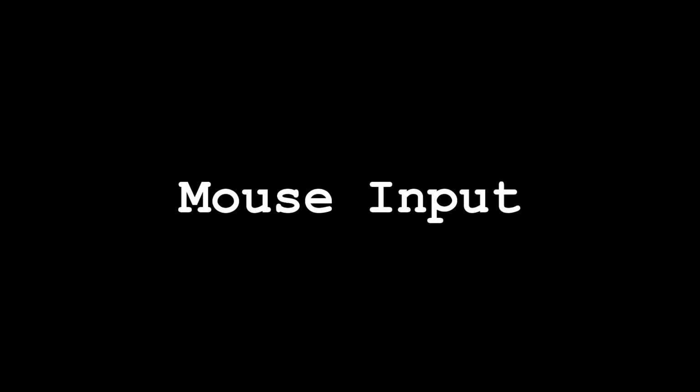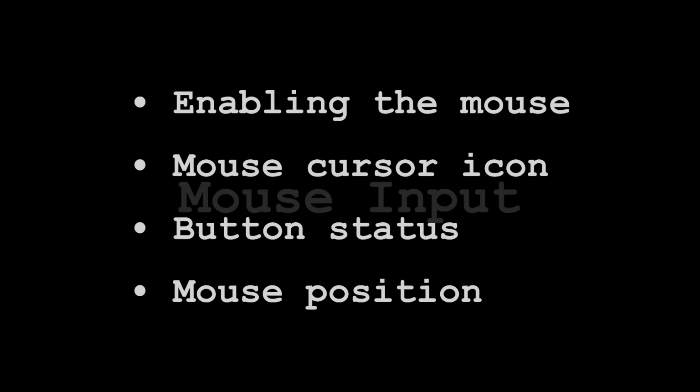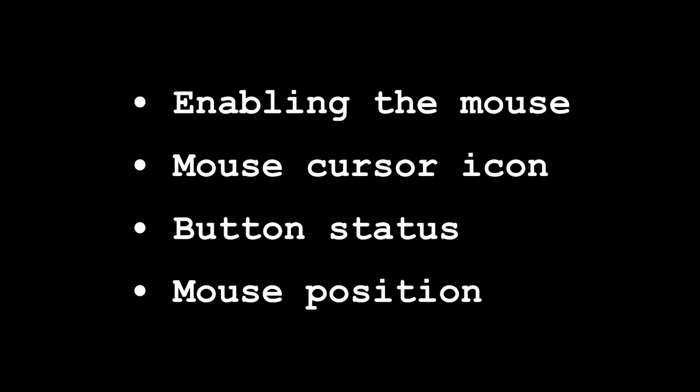This time we're going to be looking at using the mouse. We'll be looking at how we enable the mouse, how we set a cursor for the mouse, how to check the status of the buttons, and how to find out the position of the mouse on the screen.